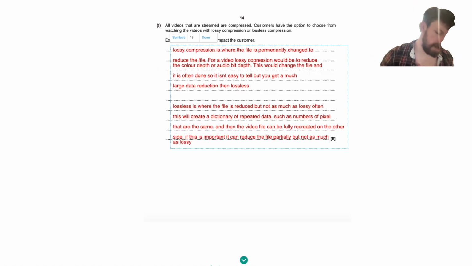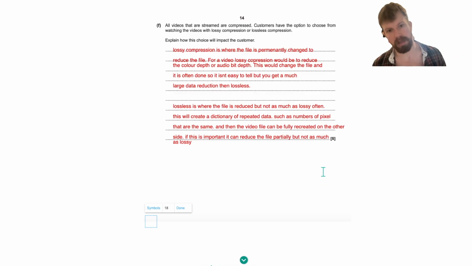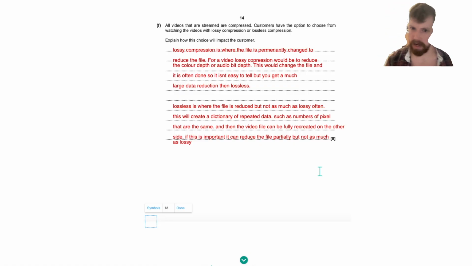So the situation is if it's really important that the file has a massive data reduction, generally you're going to be using lossy. But lossless allows you to recreate the original; it can be fully recreated. Yeah, I did get that in there. So if you need the original, you use lossless. If you don't need the original, but you just want a big data reduction, and speed and all that kind of stuff is really important, then you'd use lossy.